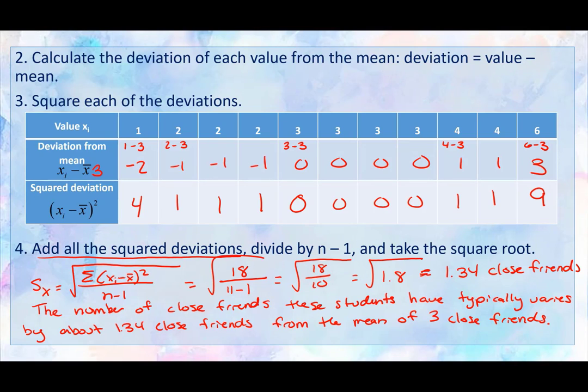Again, we have another sentence structure to help you interpret. The number of, context, and then typically varies about, this is your standard deviation, from the mean of, and this is your x bar. So again, the numbers that are not underlined will stay the same every single time that you interpret. Everything that is underlined will change based on your numbers and the context. Okay, so the number of close friends these students have typically varies about 1.34 close friends from the mean of 3 close friends.